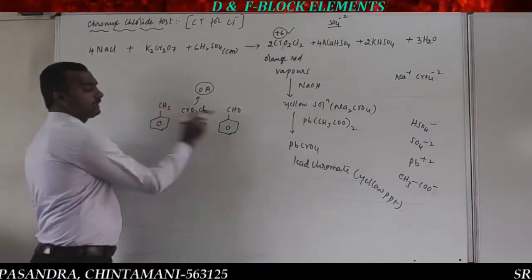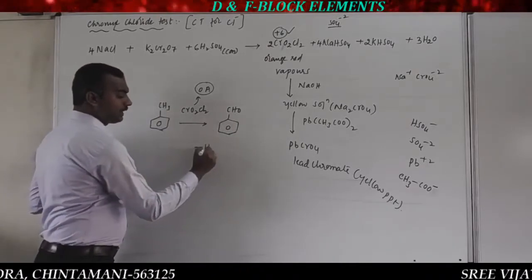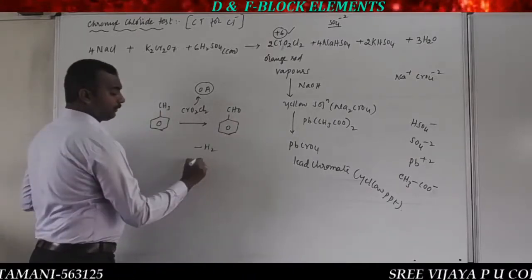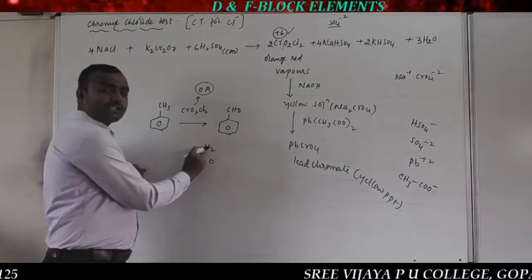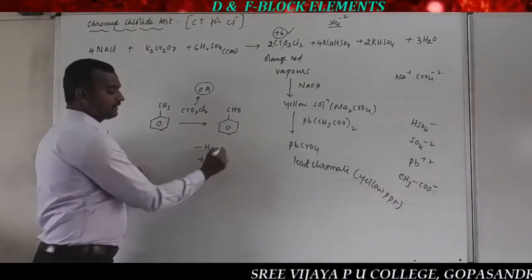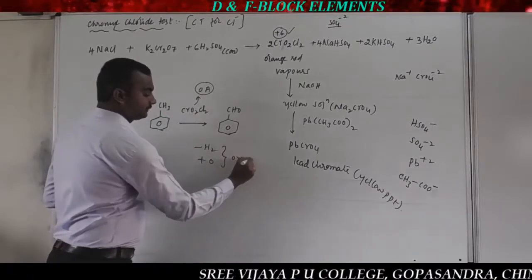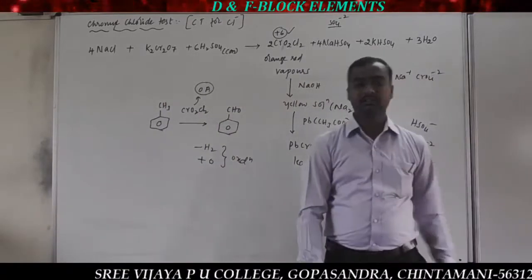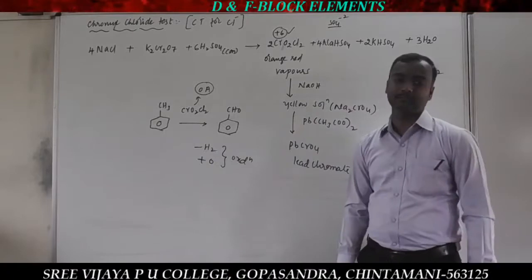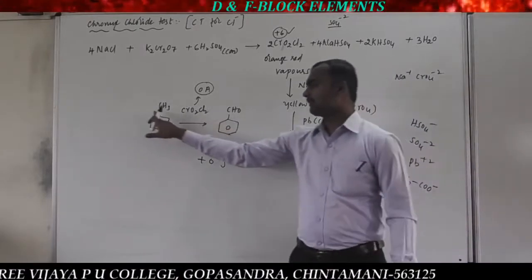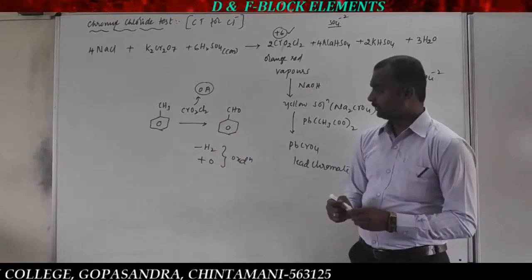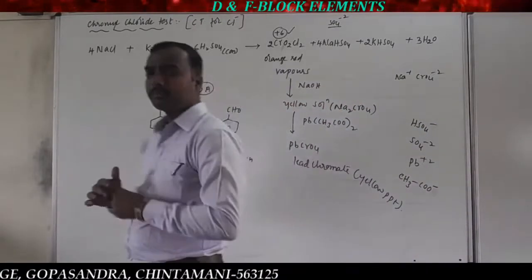Here there are 3 hydrogens, and here 1 hydrogen. What has happened is removal of hydrogen, and in place of hydrogen, addition of oxygen. So remember, removal of hydrogen is called oxidation, and addition of oxygen is also called oxidation. Therefore, chromyl chloride is a very good oxidizing agent. Plenty of reactions can be carried out using chromyl chloride, such as the conversion of toluene to benzaldehyde. It is the best reagent for this conversion, and this is the chromyl chloride test.